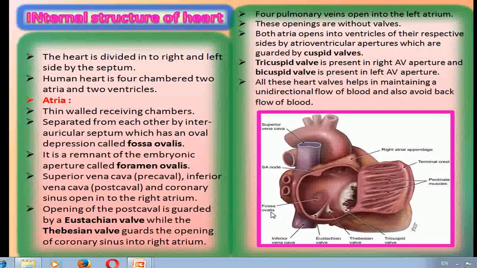During fetal development, the fossa ovalis allows blood to pass from the right atrium to the left atrium, bypassing the non-functional fetal lungs, while the fetus obtains its oxygen from the placenta.